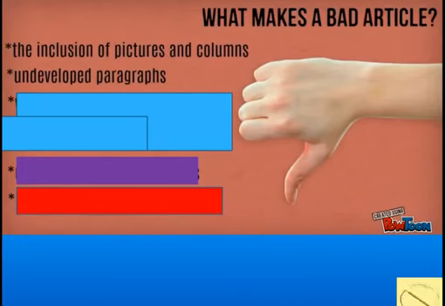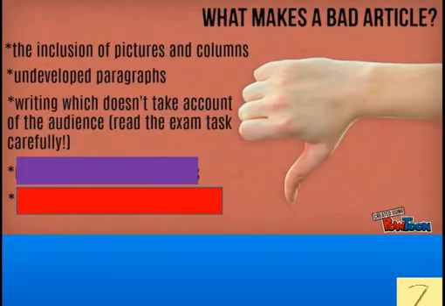Undeveloped paragraphs: your paragraphs must be full and detailed. Writing which doesn't take account of the audience. If you're writing a magazine article for people your own age, you're going to use different language than if you were writing a formal letter to the council. Vice versa, if you're writing a letter to the council, you're not going to use slang and language that's probably more associated with your age group.